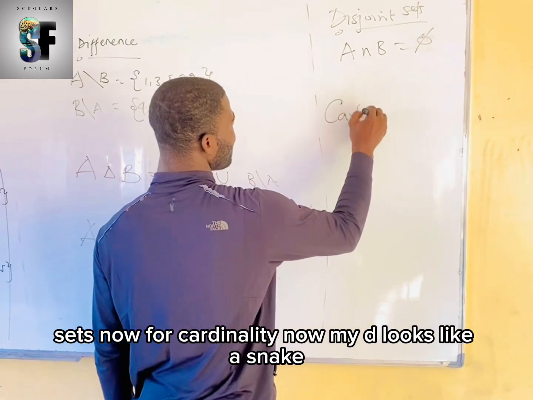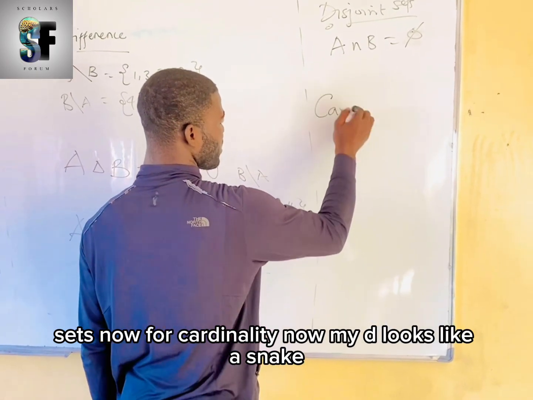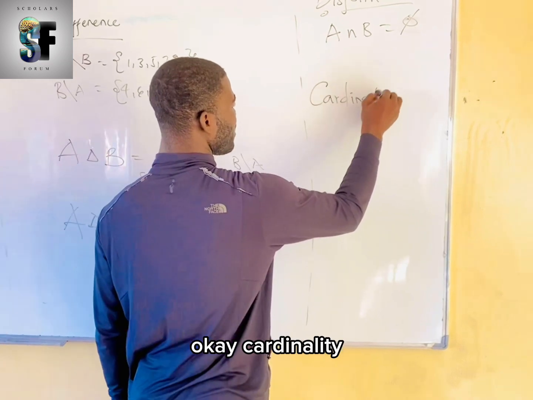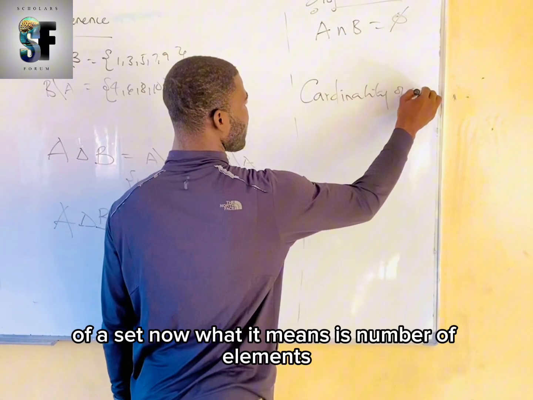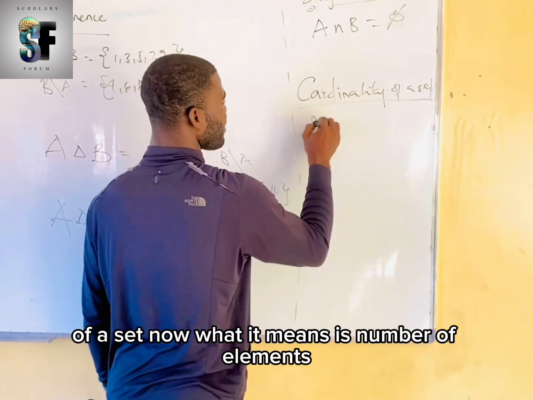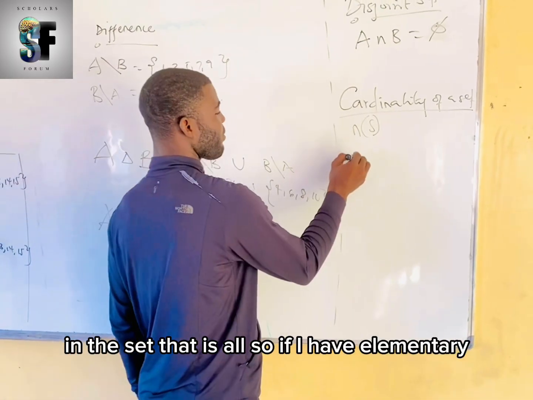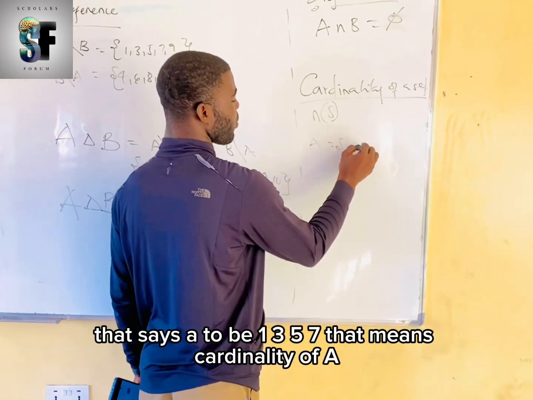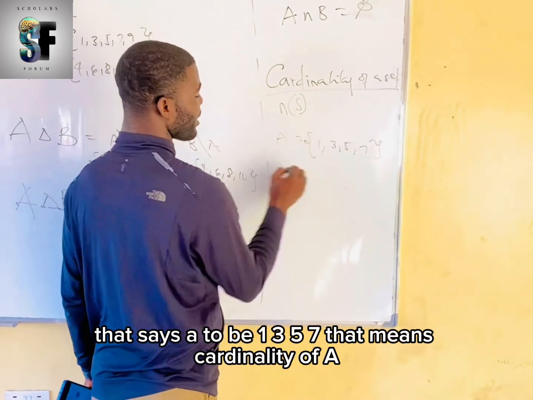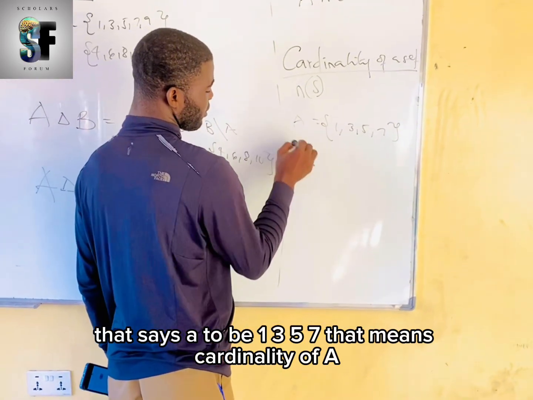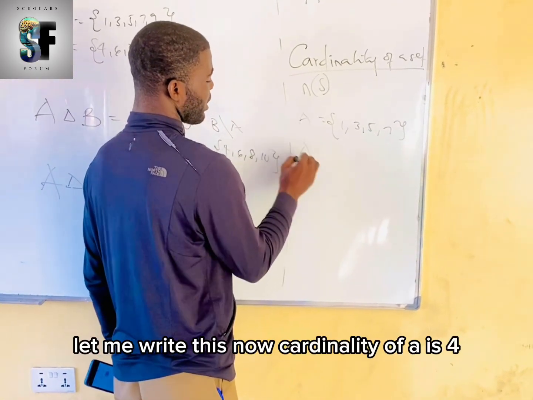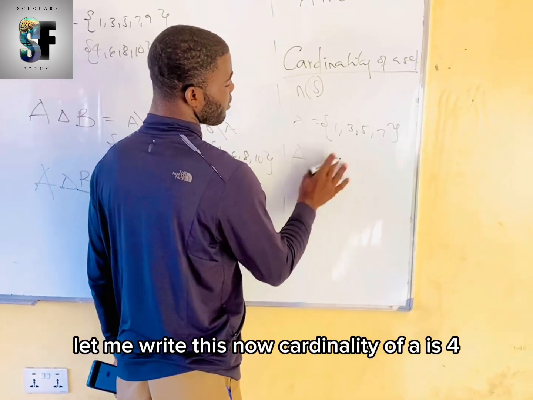Now for cardinality, now my D looks like a snake. Okay, cardinality of a set. Now what it means is the number of elements in the set, that is all. So if I have, sorry, let's set A to be 1, 3, 5, 7, that means cardinality of A, let me write this now, cardinality of A is 4.